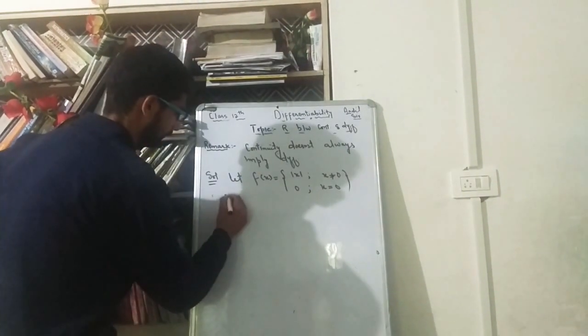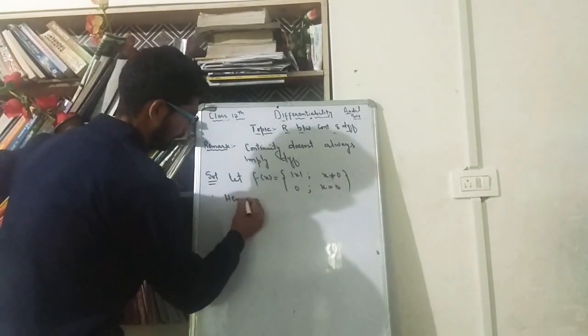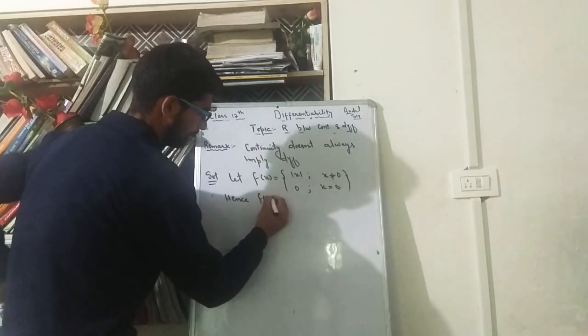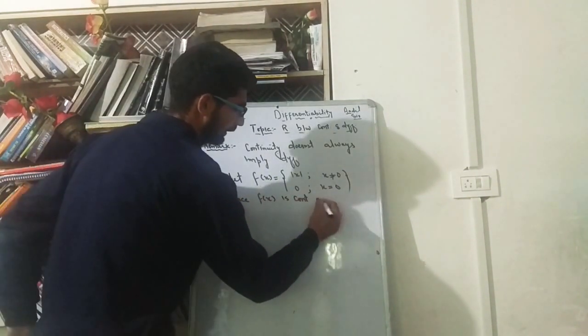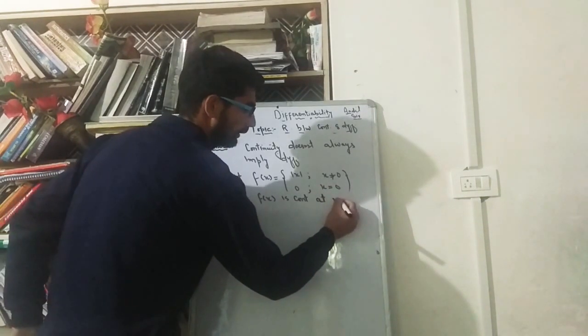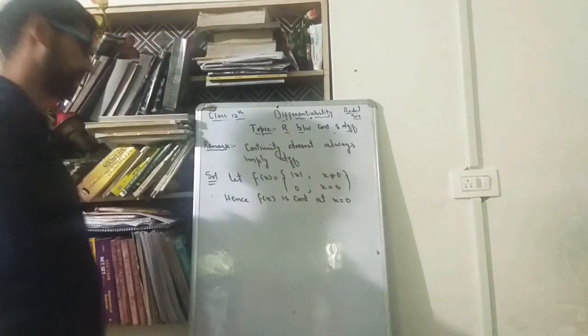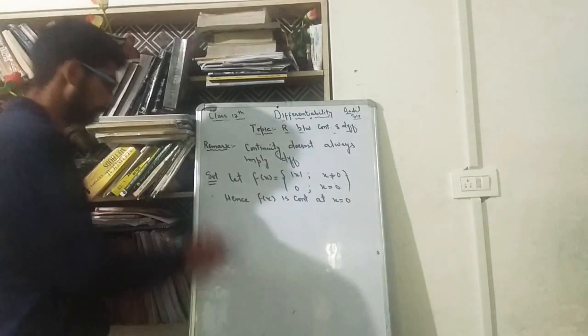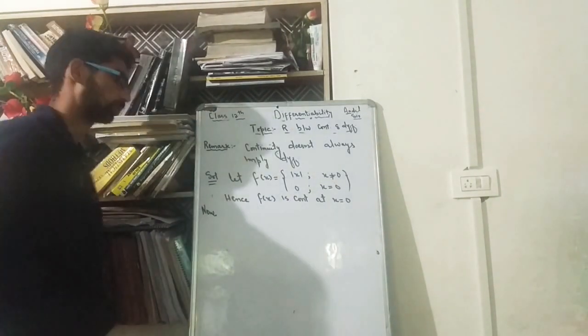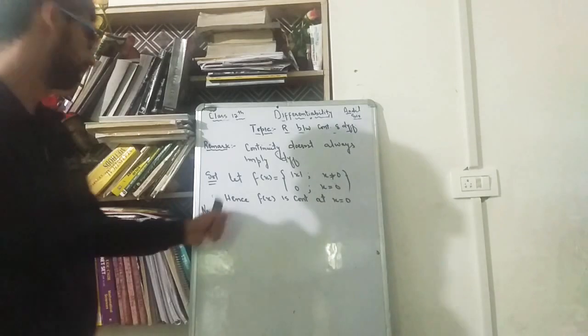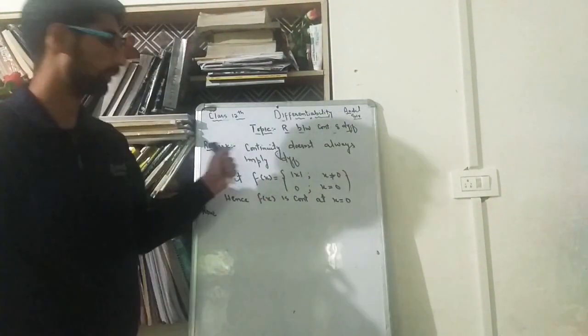Hence f of x is continuous at x is equal to 0. Now we have this function continuous at x is equal to 0.